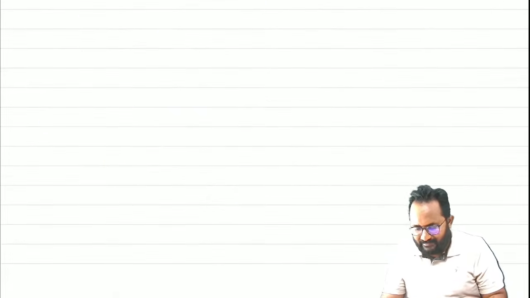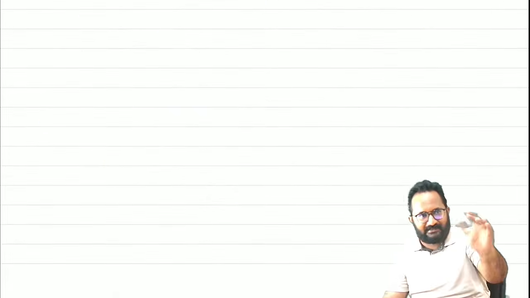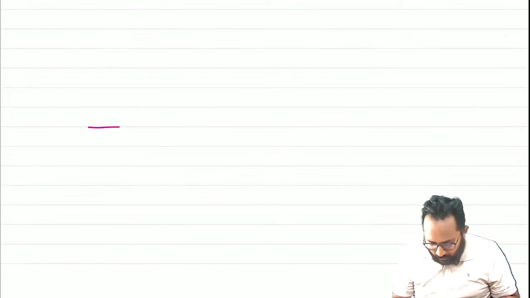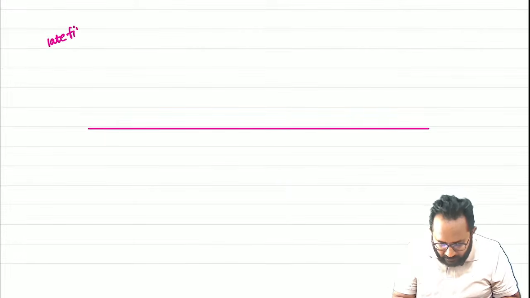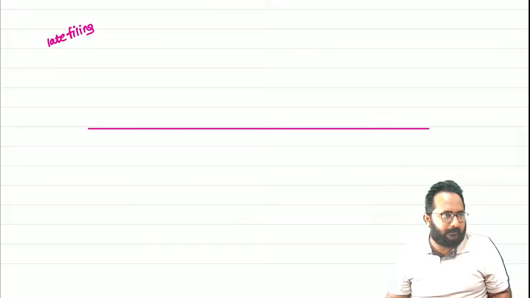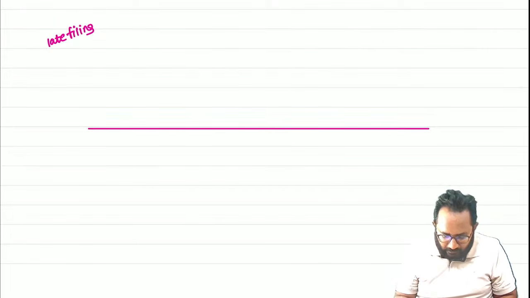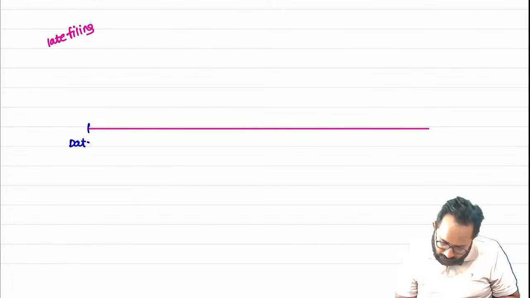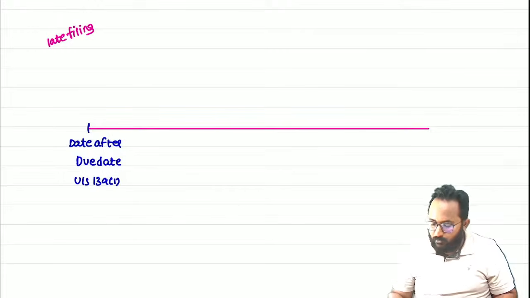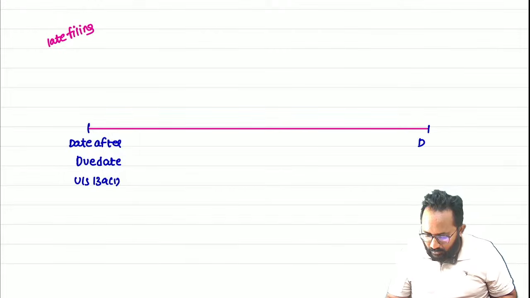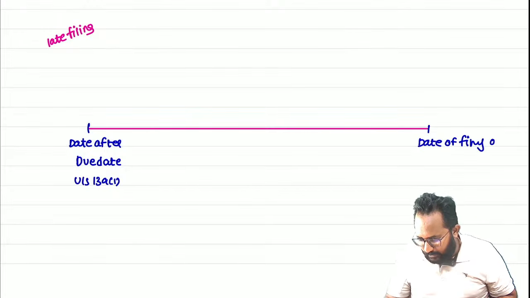Our SSC is intelligent. How he is intelligent, we can discuss now. Interest will be computed. It is a late filing. In late filing, when will we start the interest computation? The date after the due date under section 139 subsection 1. Till what date do we have to calculate? Date of filing of return.